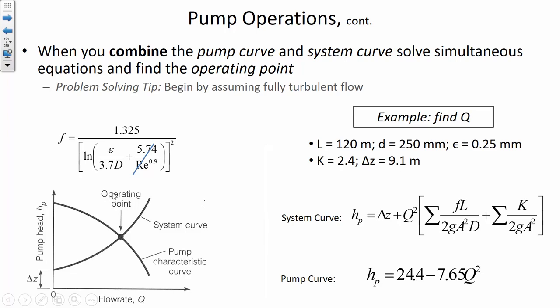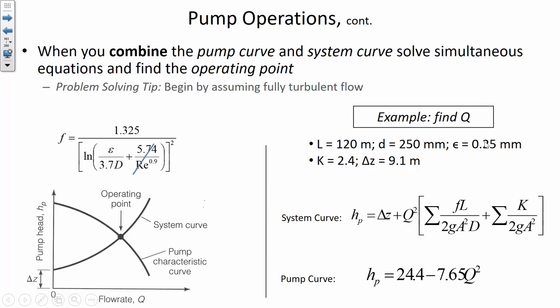Okay, so here's an example. We have a system curve. This is just the energy equation that I've rearranged in terms of H sub P being the unknown. And let's say that we have a pump that, at zero flow rate, can add 24.4 meters of head. But as the flow rate goes up, it's adding progressively less and less head. So there's some equation that describes the pump curve. We'll have to come up with our own system curve from this given description. It looks like we have 120 meters of pipe length. We know the diameter of the pipe, its equivalent sand roughness, some local losses, and the elevation difference that we're lifting from one tank to another tank.